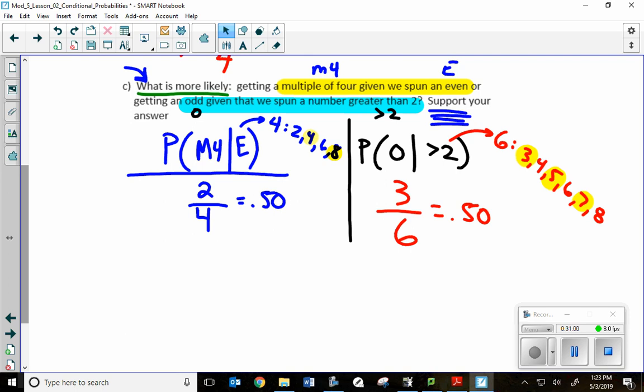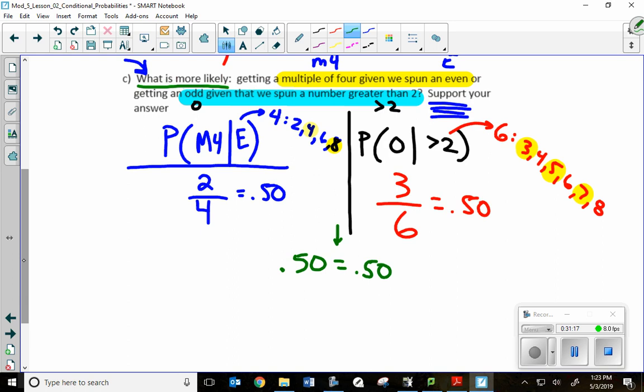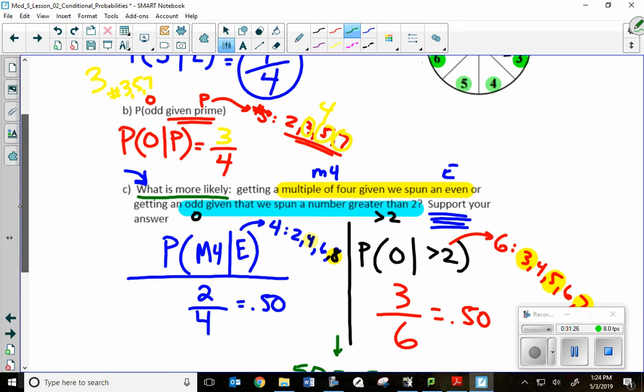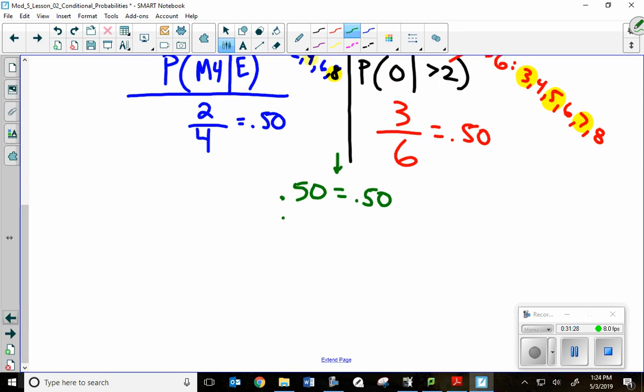Now, 0.50 equals 0.50. So which one's more likely? There are 2 ways to answer this. Neither of them are more likely, or what I like to say, because I see that they're equal. And by the way, neither are more likely because they're equal is a fine answer. I like to say, what do they ask us? What is more likely? They are both equally likely to happen because they are the same. Their probabilities are equal, so they are equally likely.